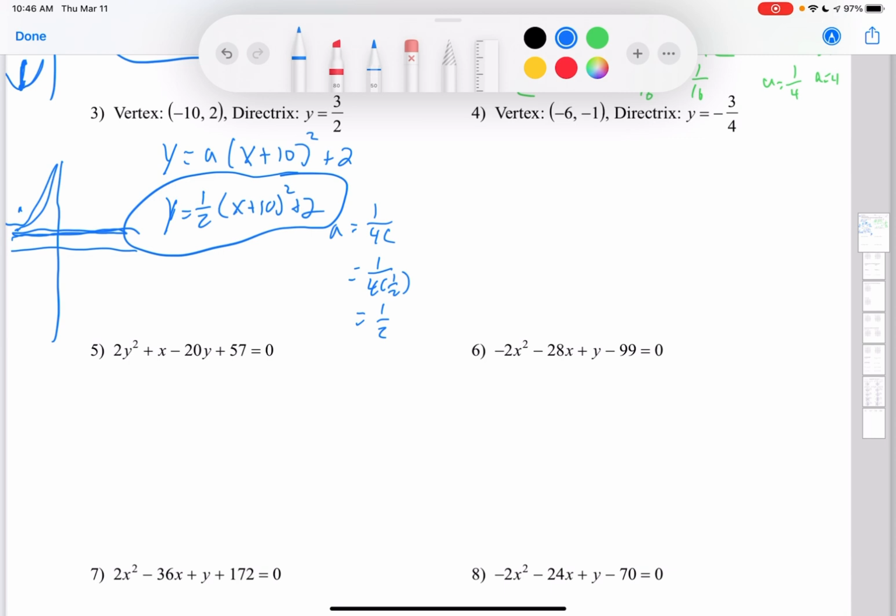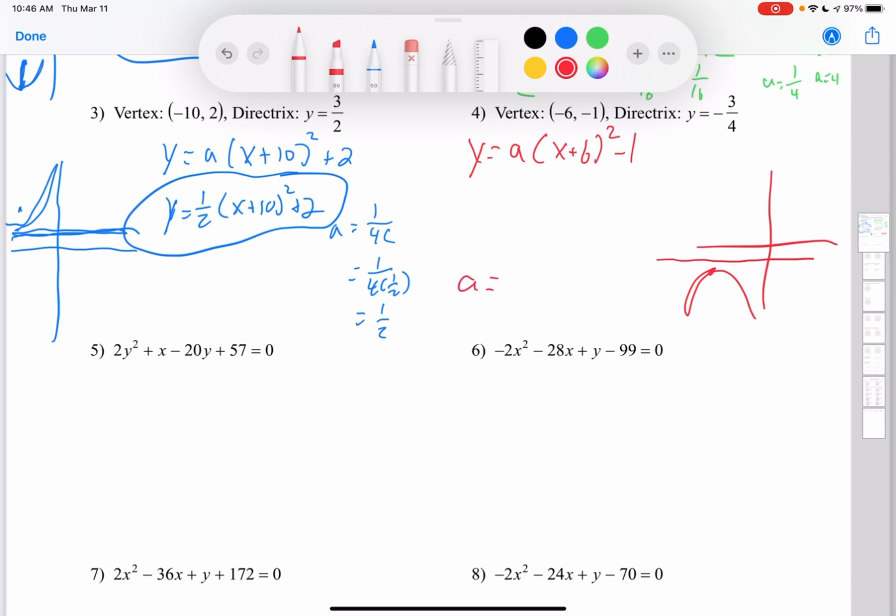Number 4. It's kind of the same thing. We'll graph it first. (-6, -1), we'll say is right there. -3/4 is going to be right there. So this one's actually going to go down, which is good. We've still got a y equals, I guess. So they're all y equals. Sorry, (x plus 6) squared minus 1.